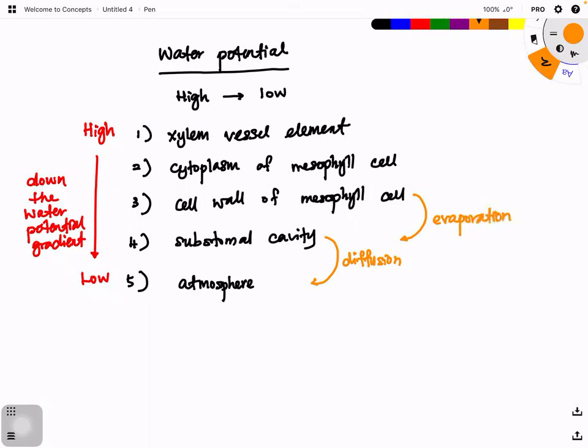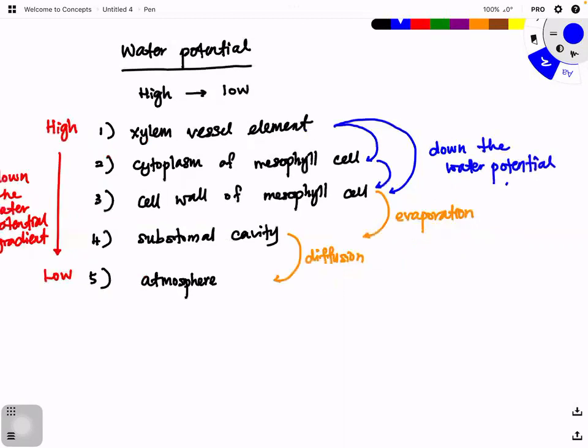Okay, so the next part of the topics we're going to talk about will be this: water molecule, how the water molecule moves from the xylem to the cytoplasm, or xylem to the cell wall of the mesophyll cells, or cytoplasm to the cell wall. So again, the process is down the water potential gradient. Are you clear? So part one, we talk about diffusion. Part one, we talk about evaporation. So now we look at part two.